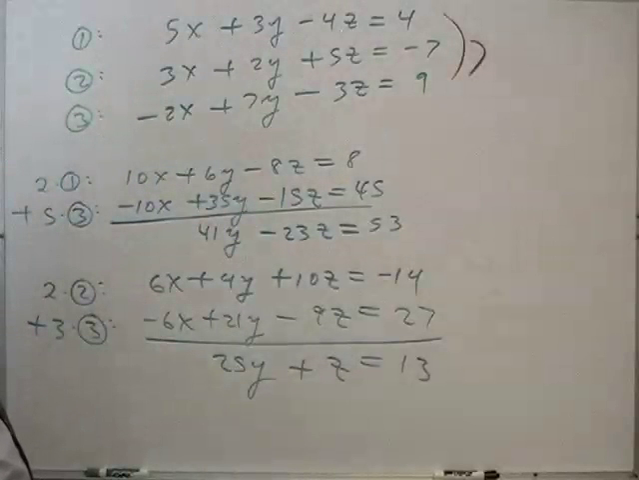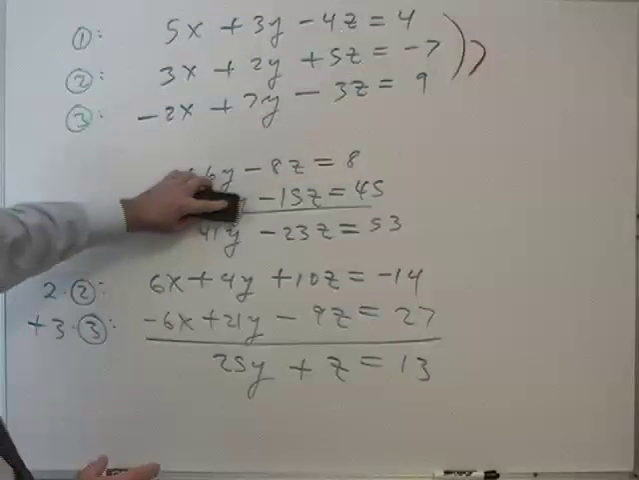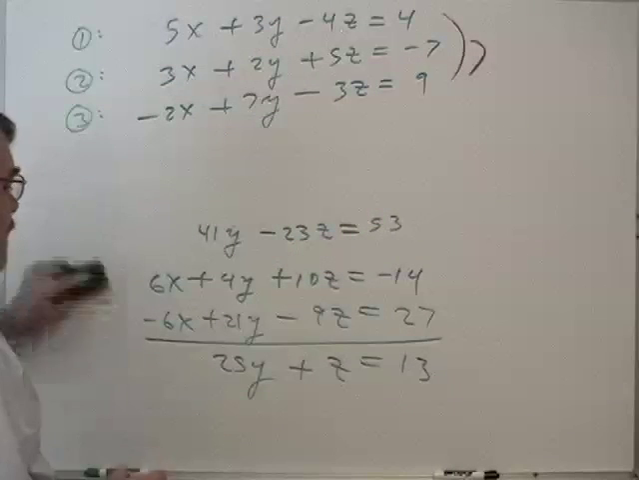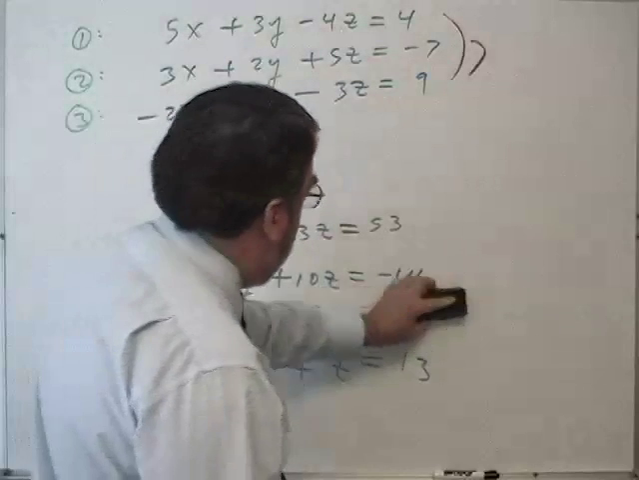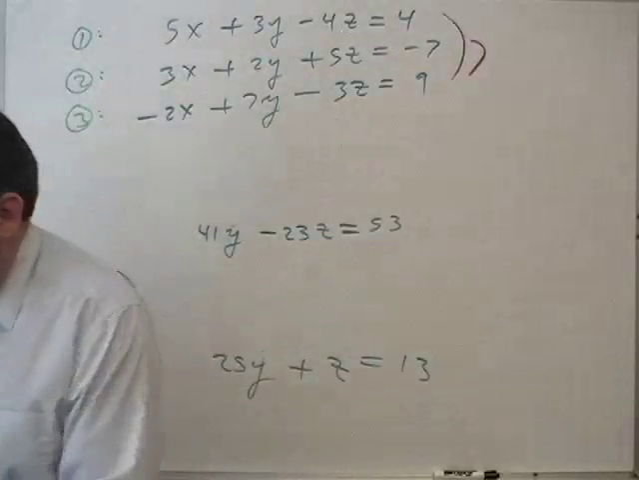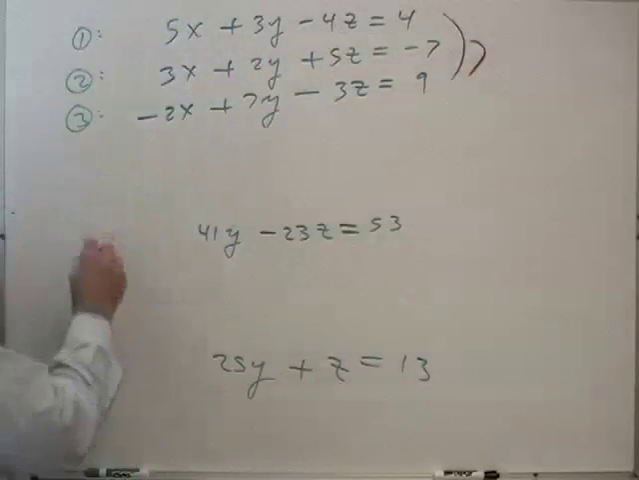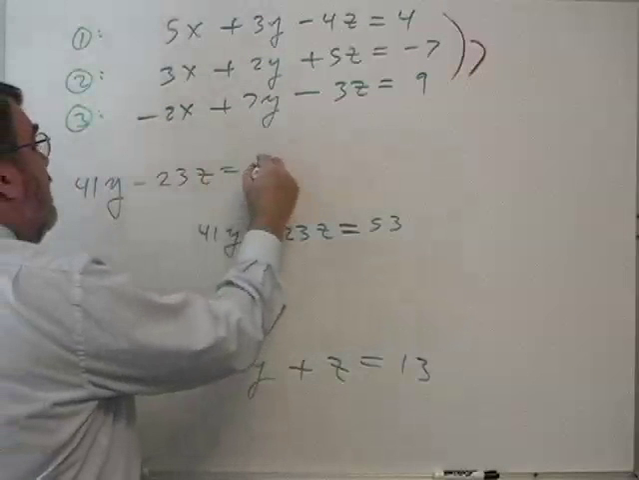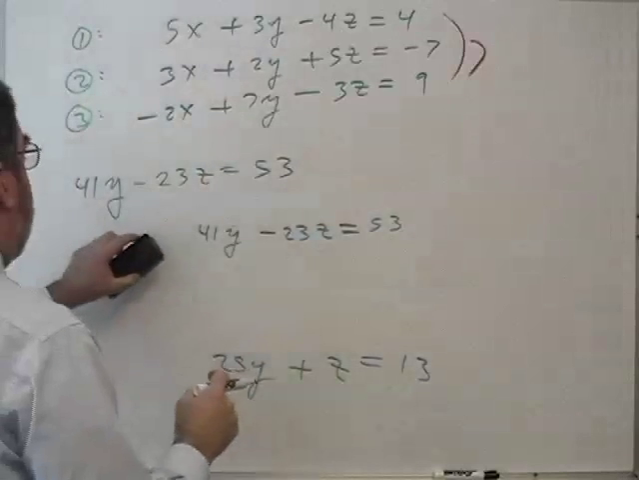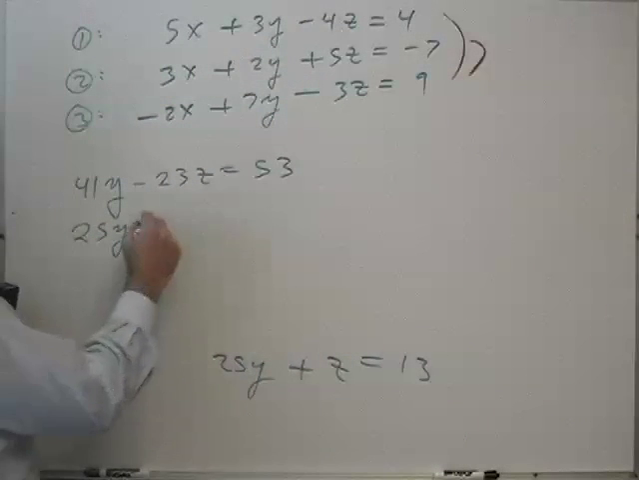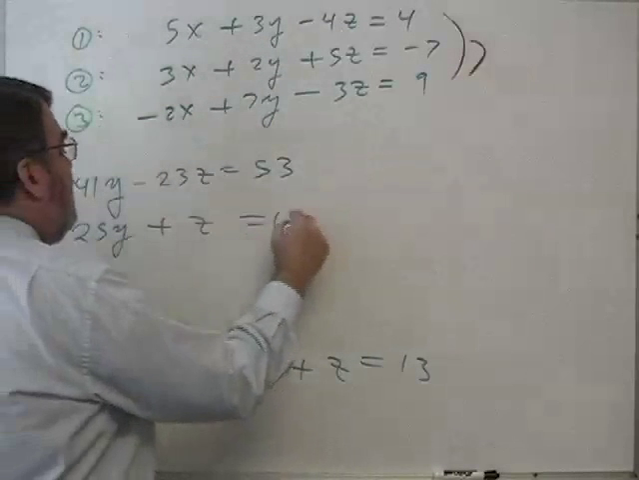All right, well, I need to do some erasing here. So let me clear off everything but these two equations I need. And there they are. And how about I recopy these? So I've got 41y minus 23z equals 53, and 25y plus z equals 13.